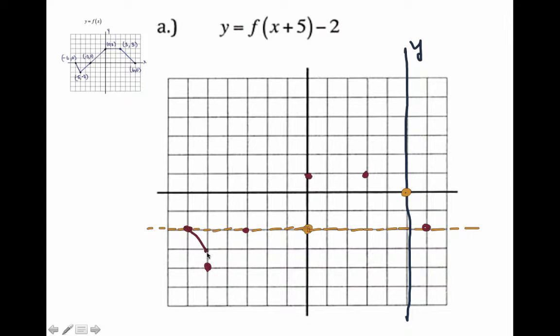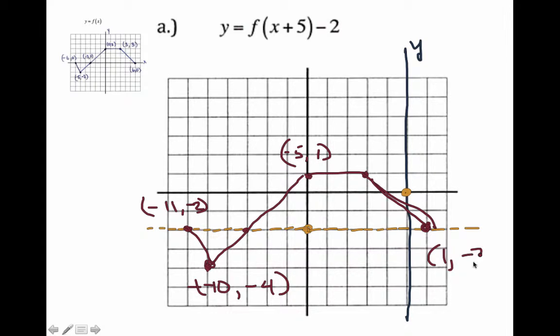And this is the exact same shape as the original function. It just has been transformed. Notice that the real 0, 0 is right here. So this is a value of -11, -2. And this is a value of -10, -4. And this is a value of -5, 1. And this is a value of 1, -2.